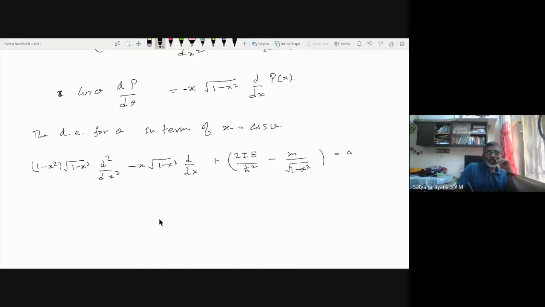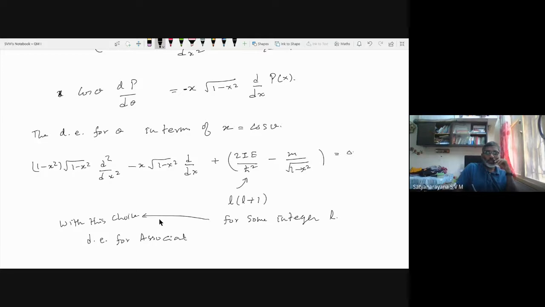But what I'm trying to say is that this particular term, you must consider it as L into L plus 1 for some integer L. If you do that, then with this choice this equation becomes the differential equation for associated Legendre functions.